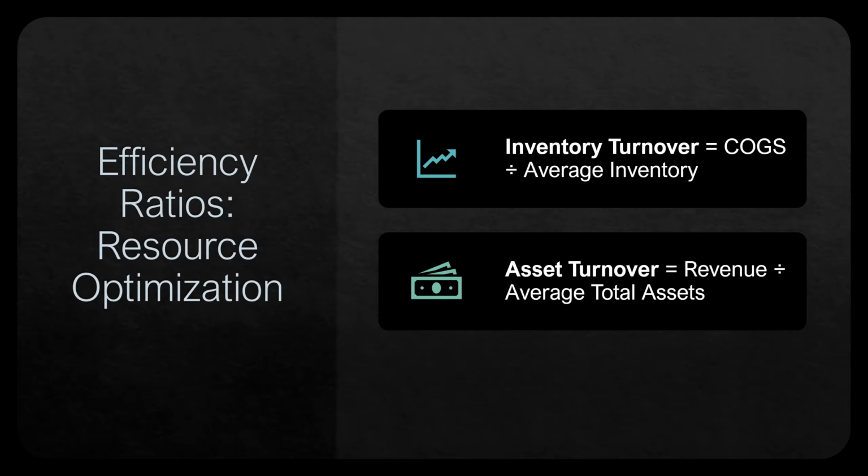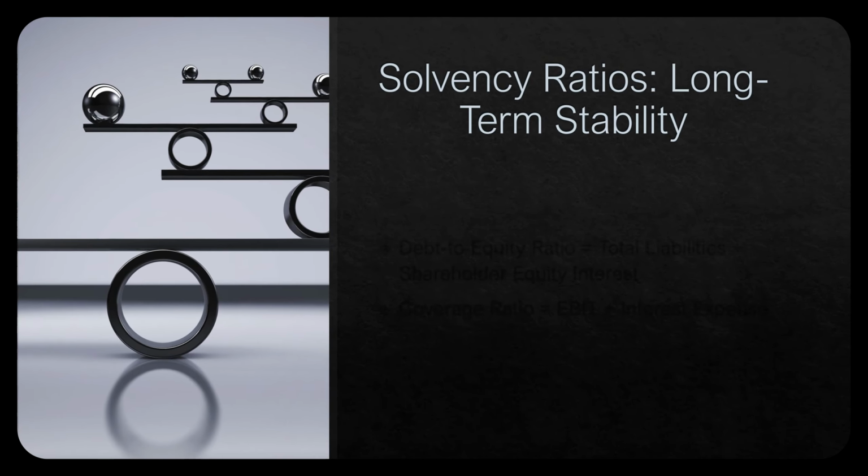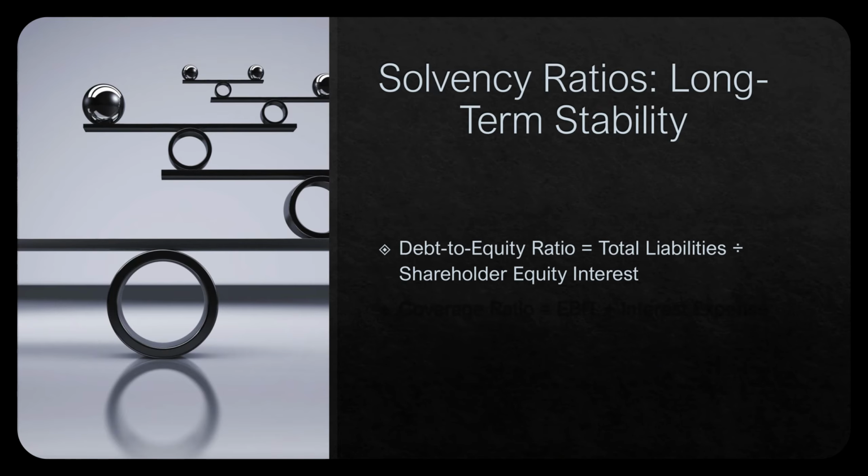Now, solvency ratios, long-term stability. Debt to equity ratio shows the proportion of debt to equity. A lower ratio is generally better, as it indicates less reliance on borrowed funds. Actually not relying on just all of other people's money. The interest coverage ratio tells us if a company can meet its interest payments. A ratio below 1 is a red flag. It suggests the company doesn't earn enough to cover its debt obligations.